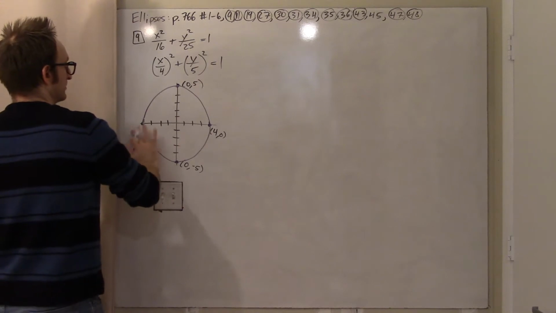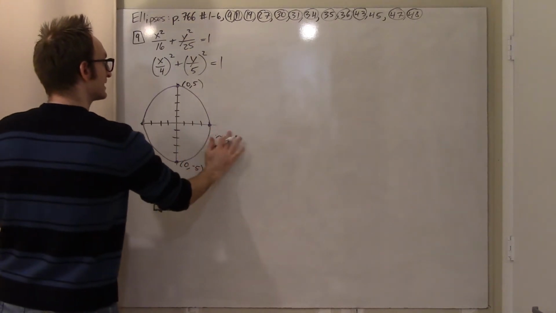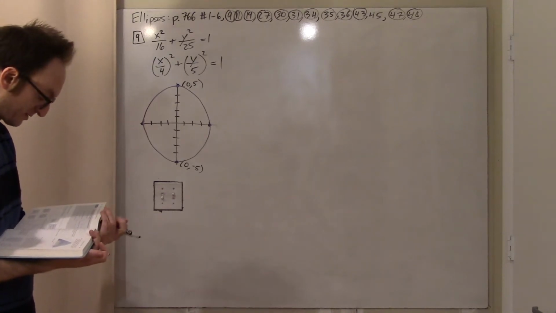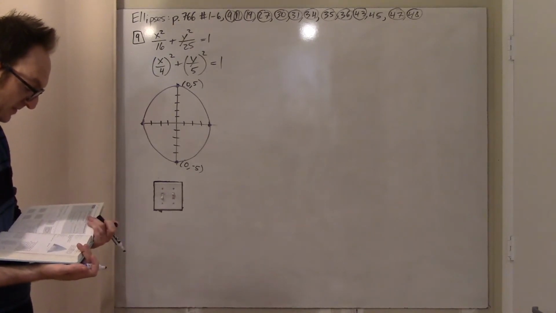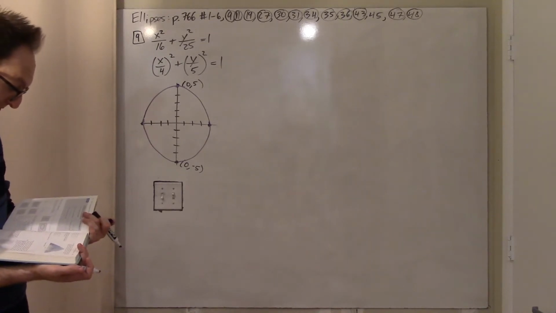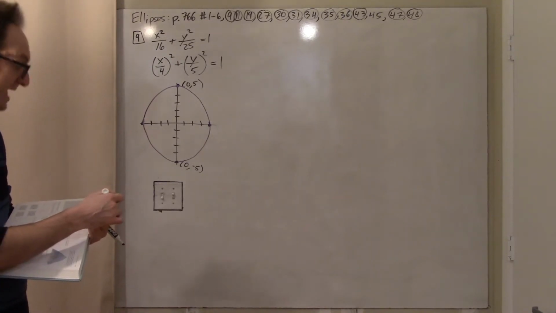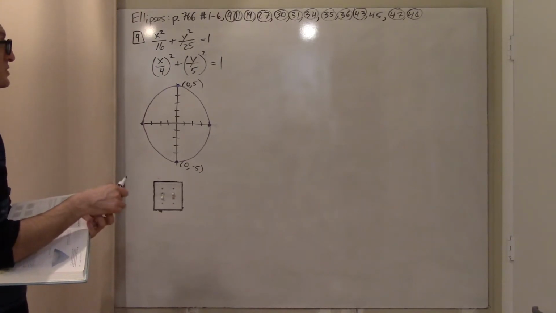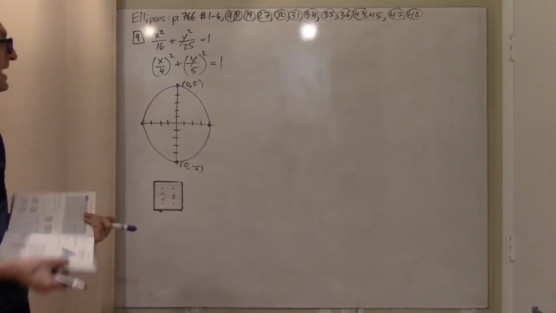So maybe for the sake of not confusing people, I won't even write those points on the board because it's (0, 5) and (0, negative 5) that are the vertices. Okay, so the center is at the origin, the vertices are what they are, and then the only thing left to do is to find the eccentricity and to find the foci.